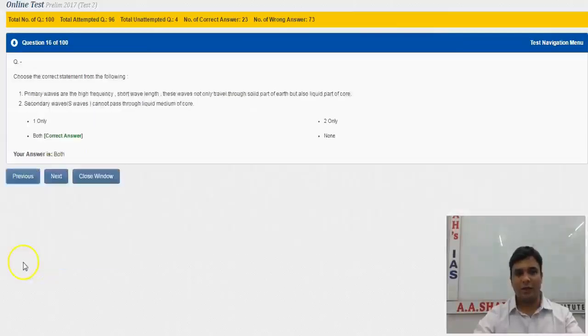I can see that there are some questions on nebula. I can see that there are some questions on primary waves, secondary waves. So obviously this is again a function of how well you've read your NCERTs. These questions are straightforward questions.